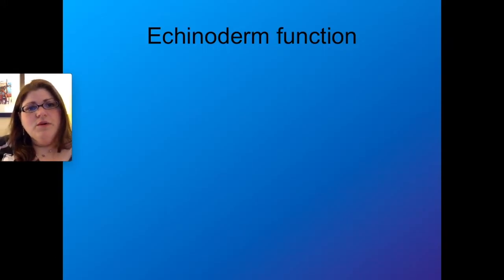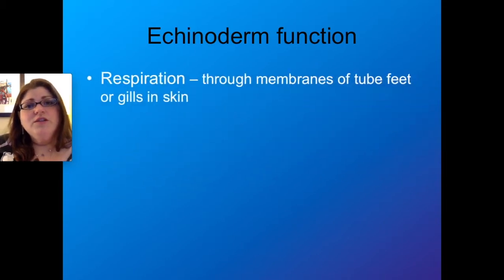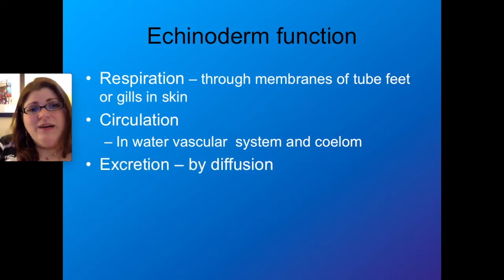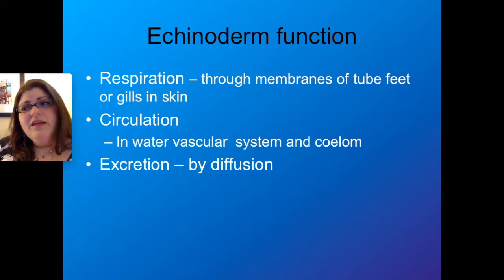Let's take a look at some of their organ systems and how they function. So respiration as well as circulation, both are controlled through the water vascular system. So the membranes of the tube feet are very, very thin, and they allow diffusion of materials, both oxygen and carbon dioxide, as well as waste, all to diffuse in and out. Circulation occurs through the water vascular system as well. So they don't have a heart. They don't have any blood. They're circulating their materials through the water vascular system.